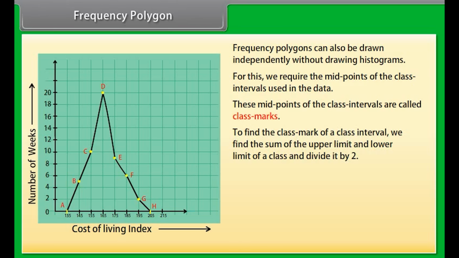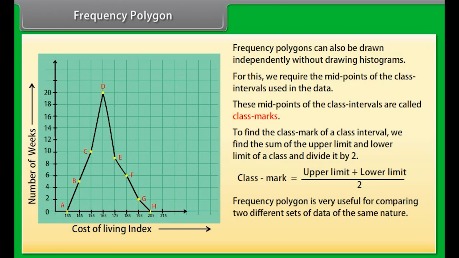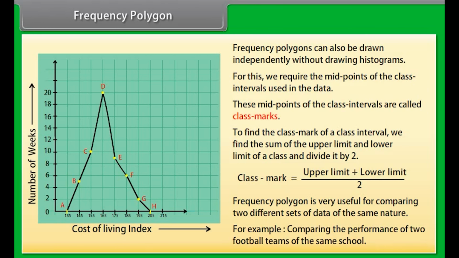To find the class mark of a class interval, we find the sum of the upper limit and lower limit of a class and divide it by 2. Thus, class mark is equal to (upper limit + lower limit) / 2. Frequency polygon is very useful for comparing two different sets of data of the same nature. For example, comparing the performance of 2 football teams of the same school.